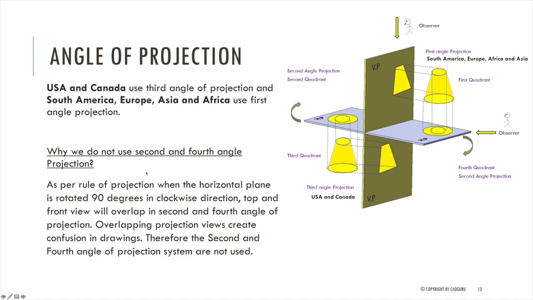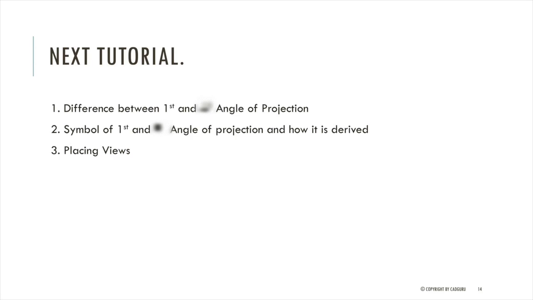So far, we learned what is drafting, what is quadrant, angle of projection, and why we do not use second and fourth angle of projection. In the next tutorial, we're gonna learn what is the difference between first angle and third angle projection, symbol of first angle and third angle of projection, and how it is derived, and also placing the views in the drawing.